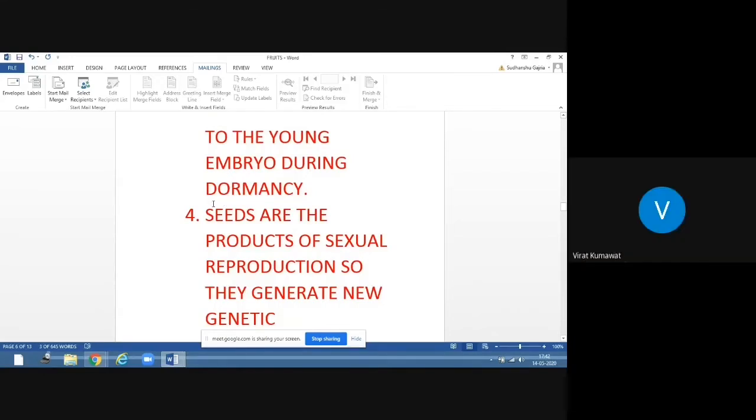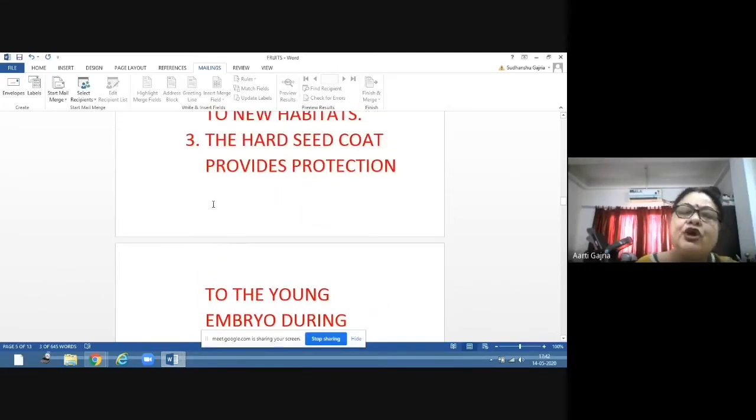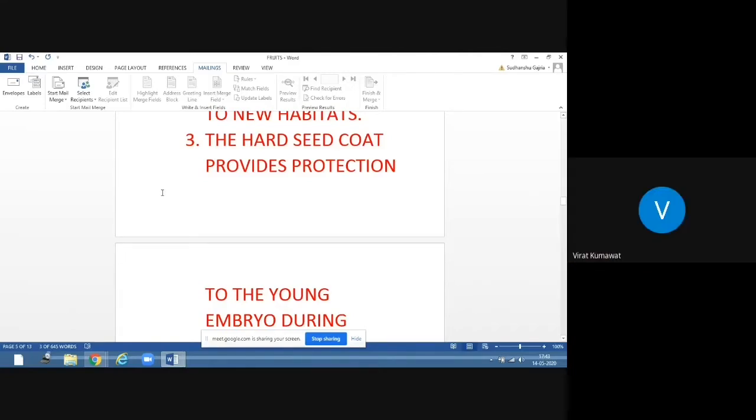Now, ma'am, which type of protection is provided? From everything, because when the covering is there, it gives protection from weather and climatic conditions. It can give protection from soil salinity conditions, everything. Because once the hard protective covering is present, it gives protection from everything. Yeah. Okay, ma'am.